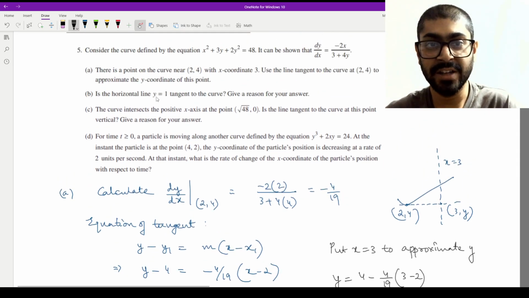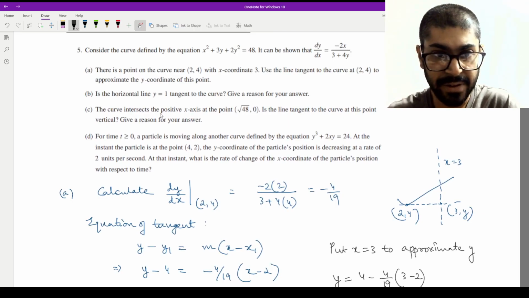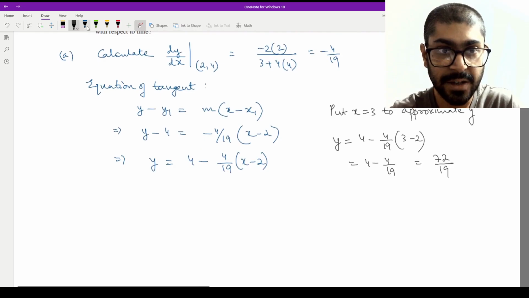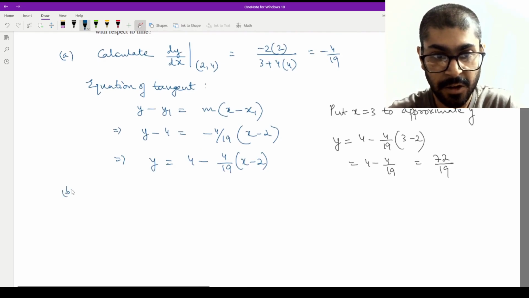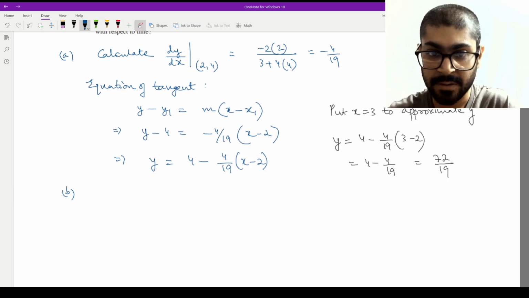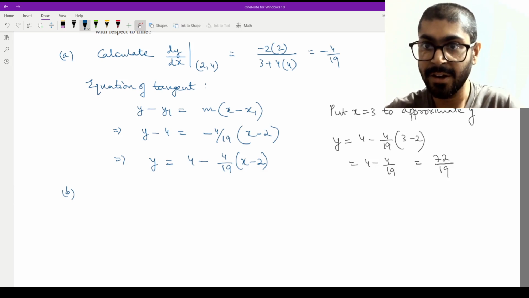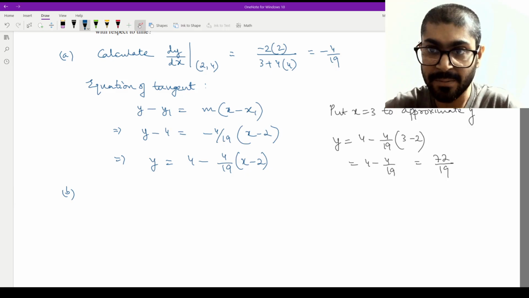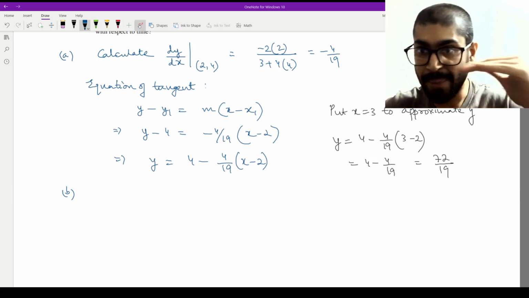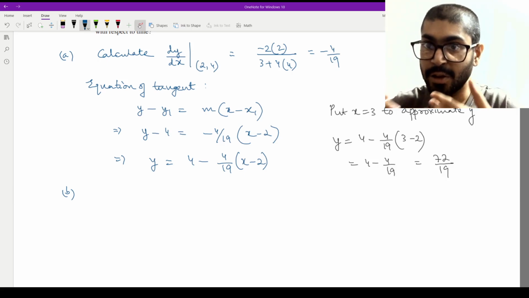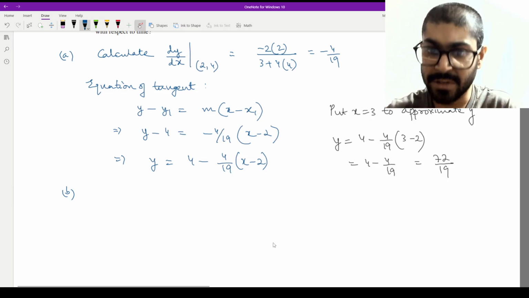All right, is the horizontal line y equal to 1 tangent to the curve? Give a reason for your answer. Fine, let us check. Horizontal line y equals 1. So for this, let us first check what happens at the tangent. Now, if a line is a tangent to the curve, then the derivative at that point will be 0, right? Because it would be a tangent only if it is parallel to the x-axis, right? So if we, well, no, that is not the case.